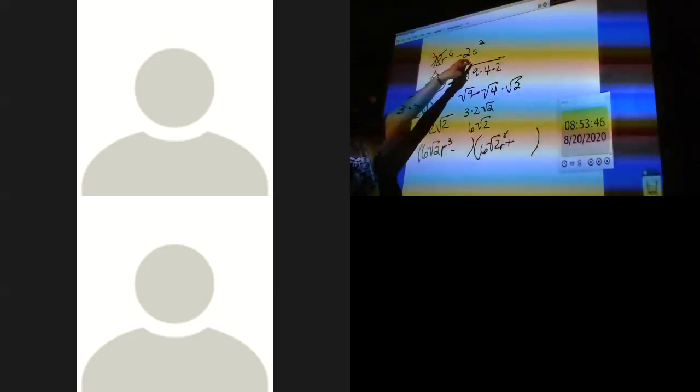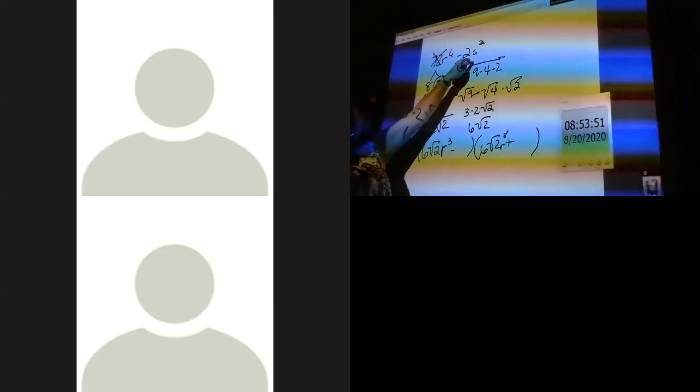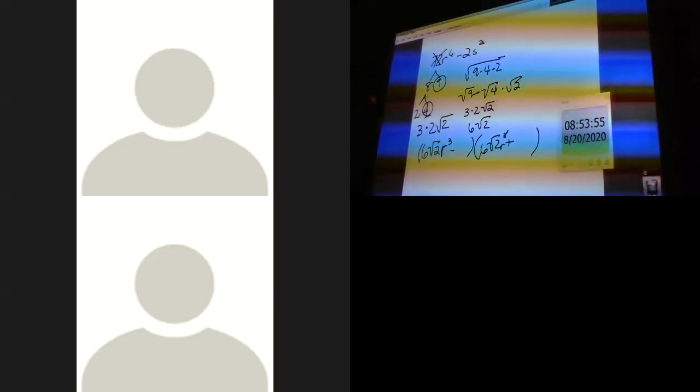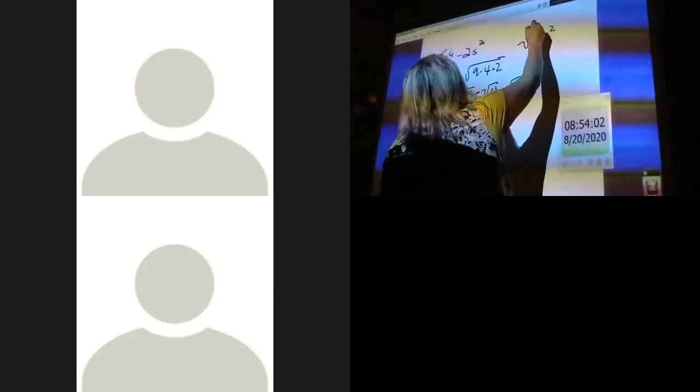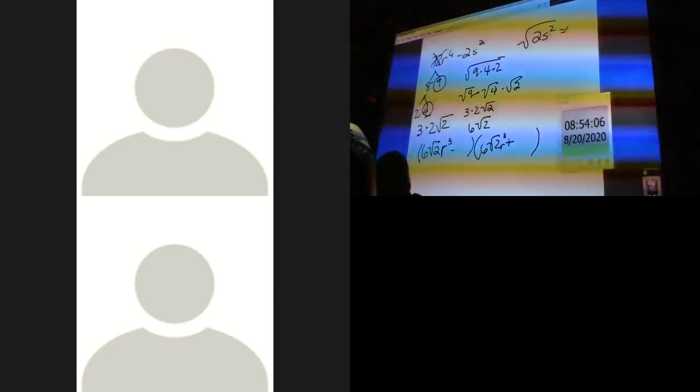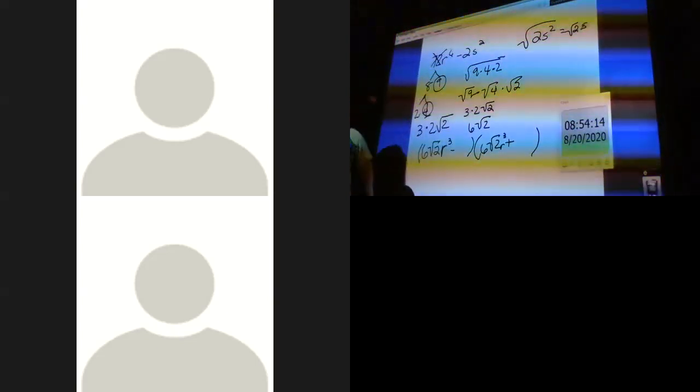So now, can we simplify 2? So is 1 times 1 2? So we've got 2s squared. We've got to take the square root of it. What is the square root of 2s squared? The square root of 2 times what? Yes. So you want to keep these things in radical form.